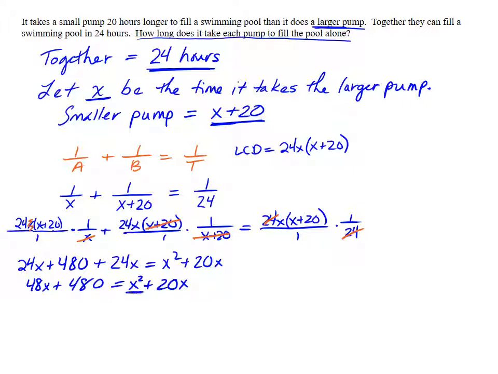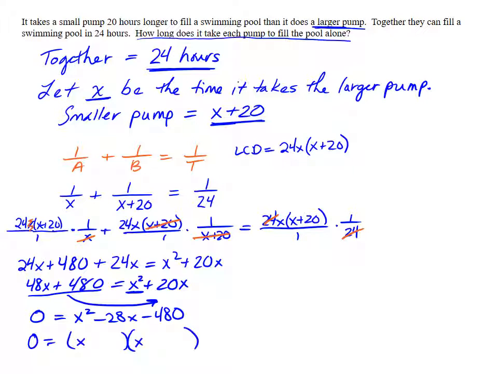We've got a quadratic equation because of the x squared. I want that x squared to remain positive, so I'm going to move these 2 terms over. So I'm going to have 0 equals x squared stays positive. When I subtract 48x from 20x, I get negative 28x, and then negative 480. We can factor that, and it may take you a little bit of time factoring that negative 480, but take your time on it.